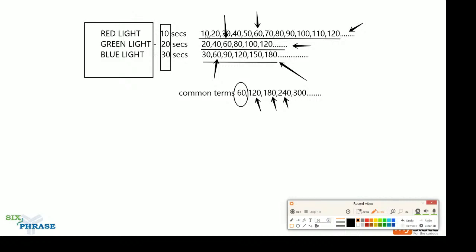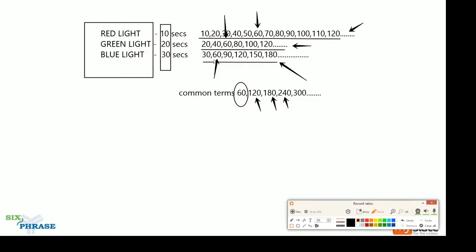If you take 10, guys, you don't find 10 in the second and third series. If you take 20, you don't find 20 in the third series. If you take 30, you don't find 30 in the second series. If you take 40, you don't find 40 in the third series. Take 50, you don't find it in the second and third. But if you take 60, you find it in all. So 60 is the first common term between all the three series.